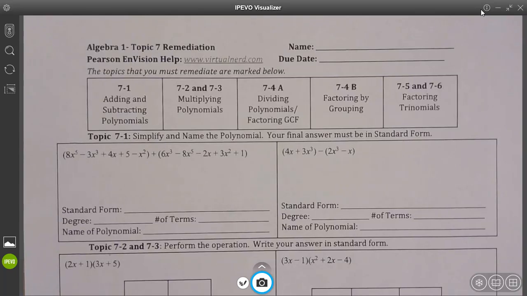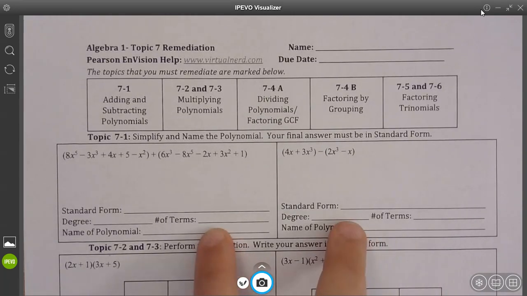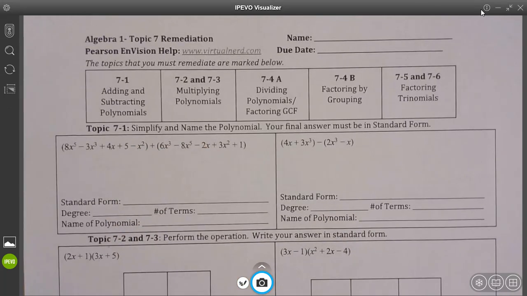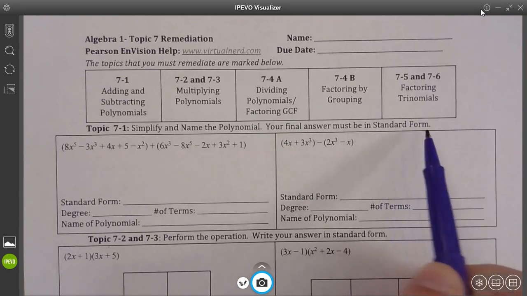Hi, today we are walking through the topic 7 remediation, which is all about polynomial operations. So if we start off with our first two questions, we want to simplify and name the polynomial, and they're letting us know that our answer must be in standard form.